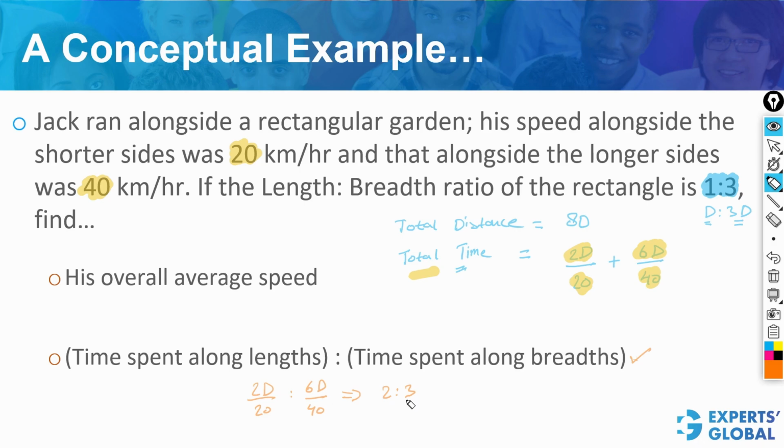And the first question requires overall average speed, which would be total distance divided by total time. Therefore, 8D divided by this total time here. We can simplify, all the D's would get cancelled. On simplifying, this turns out to be 32 kilometers per hour.